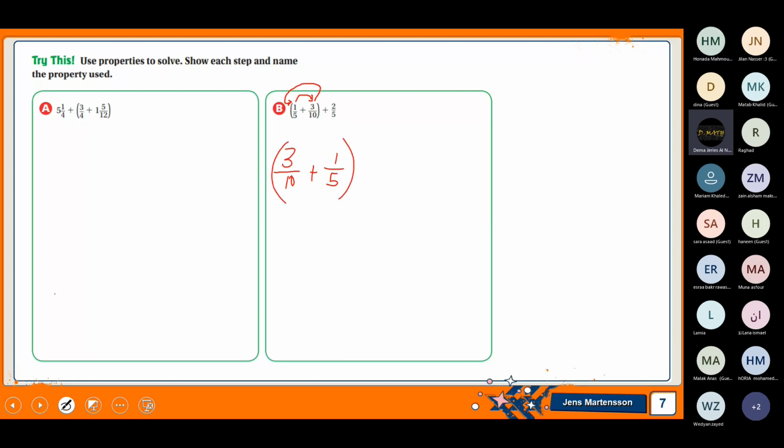What property do we use? Commutative. I change the order of the fractions. Okay. Then now, I will write it as 3 over 10 plus 1 over 5 plus 2 over 5. So here we use the commutative property.